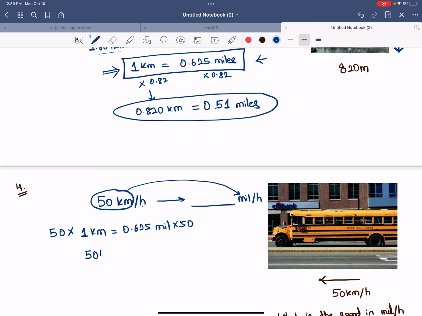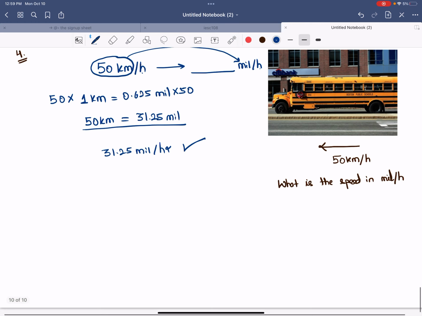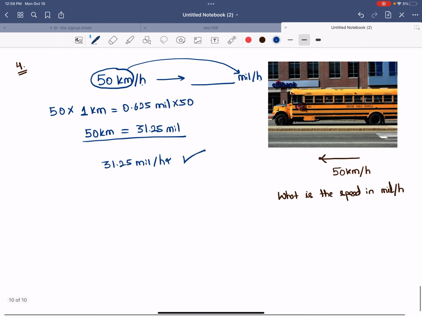And the left becomes 50 kilometers, and the right side becomes 50 times 0.625. That's just 31.25 miles, which again makes sense because a mile is a bigger unit, so it will be less than 50. And there you go. So your speed is just 31.25 miles per hour. Woohoo, done.